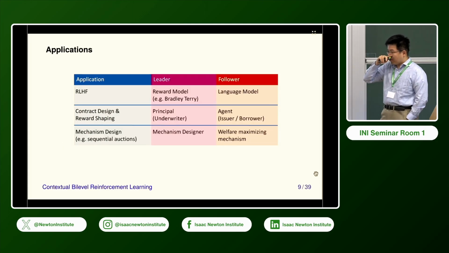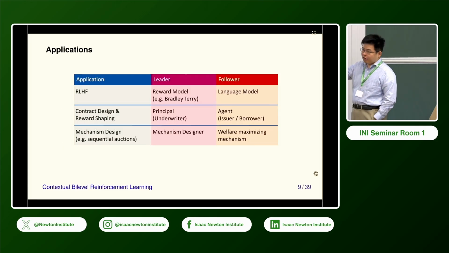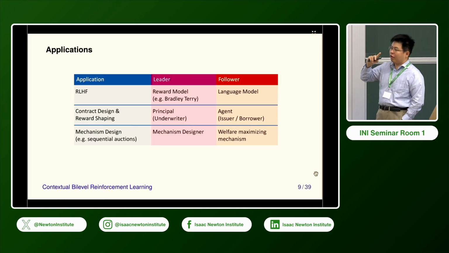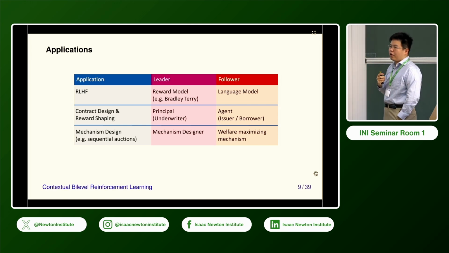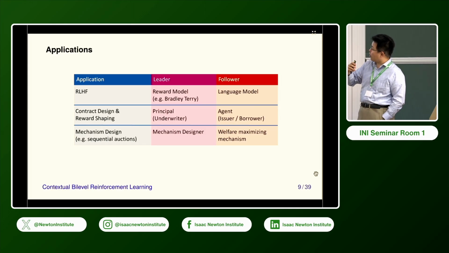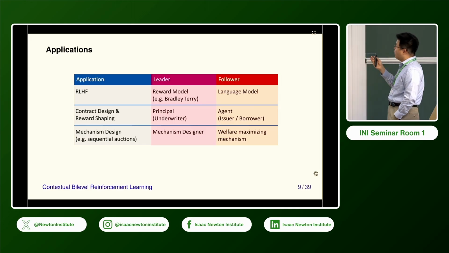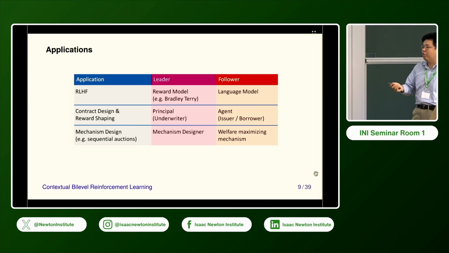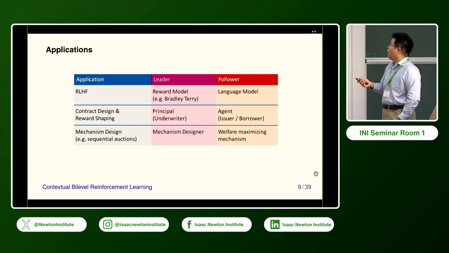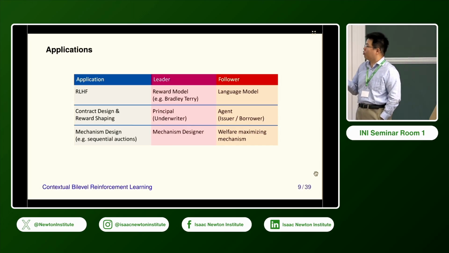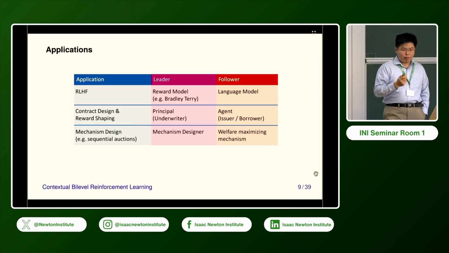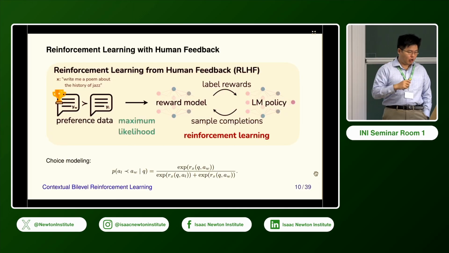Right? So there are many applications of this bilevel reinforcement learning. First one is going to be reinforcement learning with human feedback. I'm going to show you the formulation later. It's actually used in the alignment step of large language model training. And as just mentioned, it's relevant to contract design. It's relevant to reward shaping in principal agent problems, particularly in the dynamic sense. And it's also relevant to mechanism design problems. Okay? So I'm going to show you some more detailed formulation.